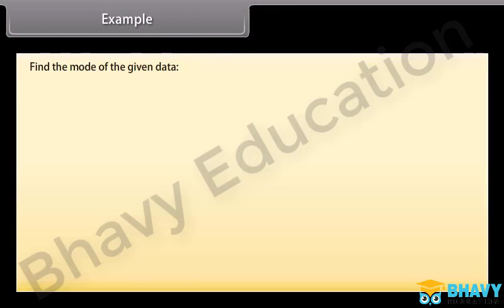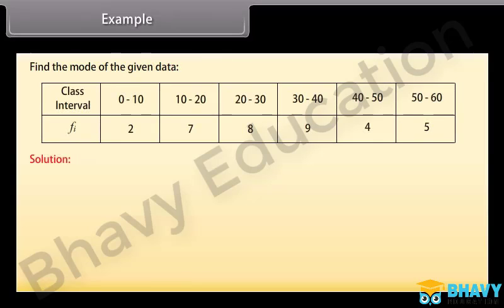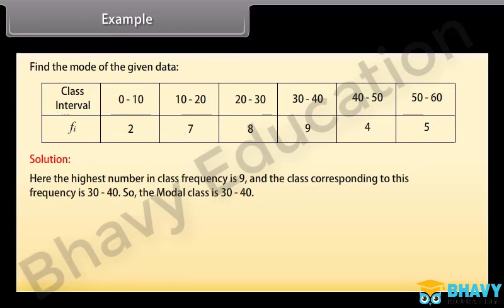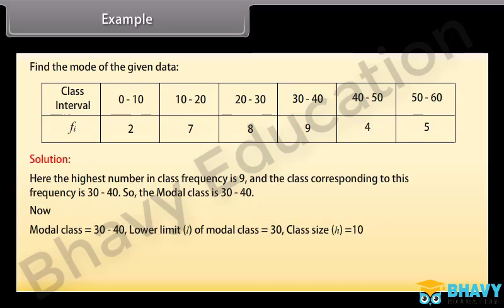Example. Find the mode of the given data. Solution. Here the highest number in the class frequency is 9, and the class corresponding to this frequency is 30 to 40. So the modal class is 30 to 40. Now, modal class is equal to 30 to 40.